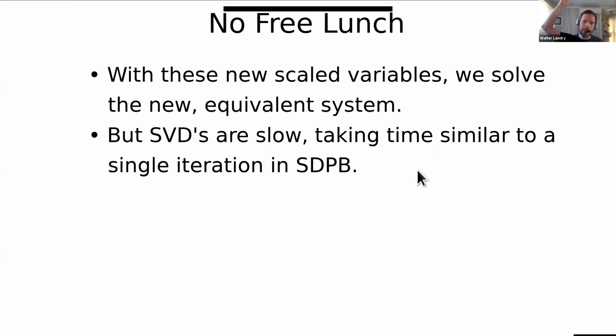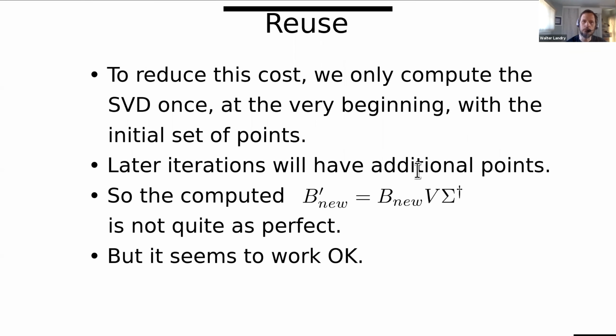Because B is actually quite big, right? So to reduce this cost, we only compute the SVD once at the very beginning. So you have this U sigma V from the very beginning, and then you compute a new B prime and Y from these existing factors. When you did this originally, this B prime would be essentially an orthogonal matrix, which is about as good as you can get. Now it won't quite be as perfect, but it still seems to work okay.